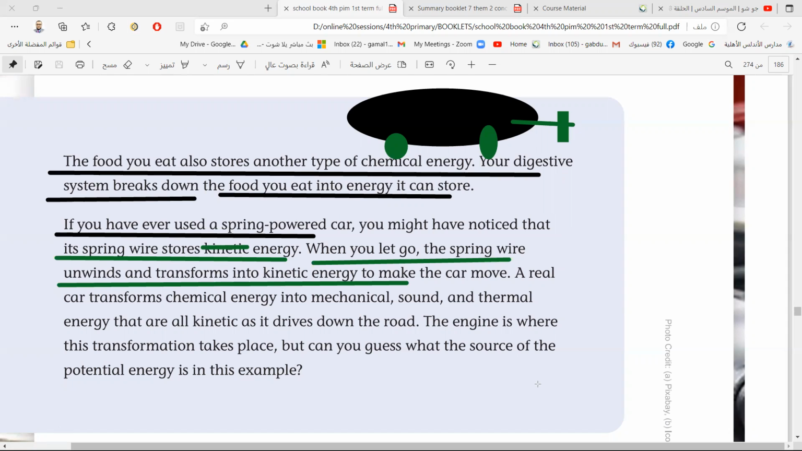Okay? The car moves. A real car transforms chemical energy into mechanical energy. The real car or the bus, what is the source of energy in the car? In the fuel. Chemical energy in the fuel or gasoline. First it changes into mechanical energy so the car can move. And the mechanical energy can change into electric, and the electric can change into sound, heat, light.